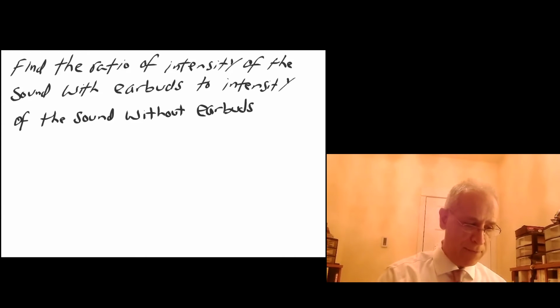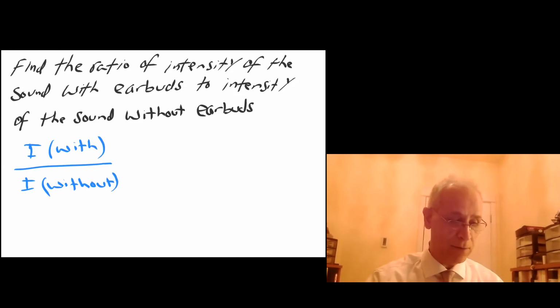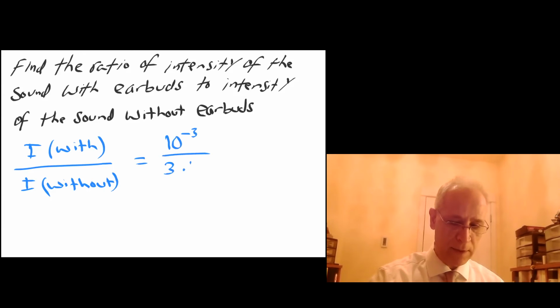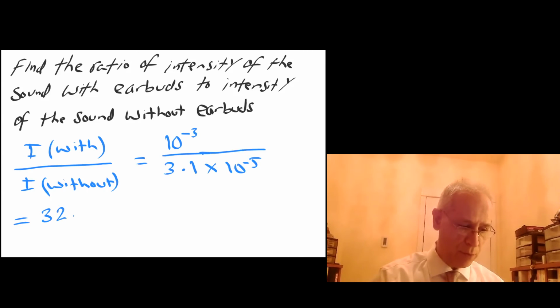So the intensity with earbuds divided by intensity without. And of course, once again, those earbuds expand inside your ear, so it gets a lot louder. That equals 10 to the negative 3 over 3.1 times 10 to the negative 5. That was given to us in the very beginning. And putting that in the calculator, I already put that in for you, you're getting 32.25806 dot dot dot.